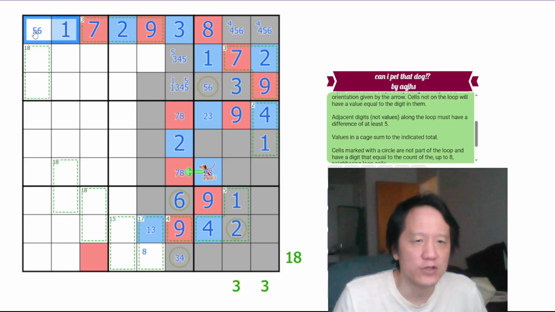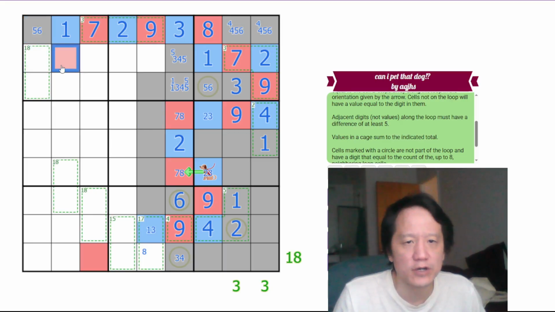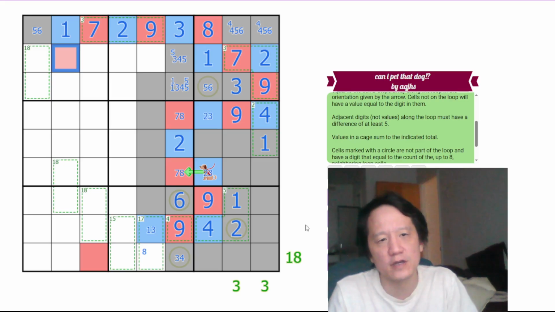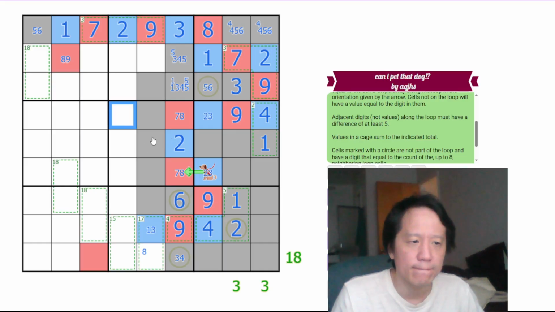If it were on the loop, the problem is that 6 would be next to 2 unique digits on the loop, which is not allowed. So this can't be on the loop. Therefore, it must go here. It could go to here. This has to be specifically 8 or 9 because it's on the loop. And it can't be 7.